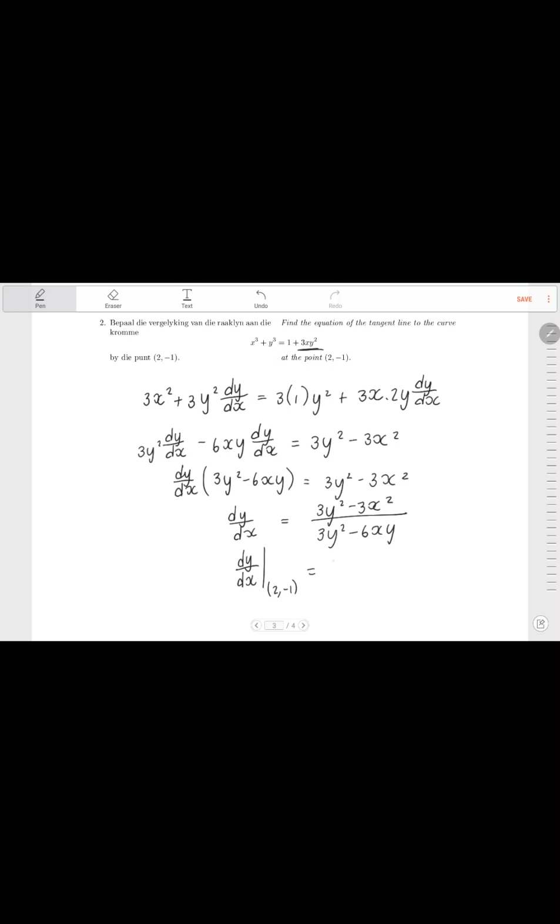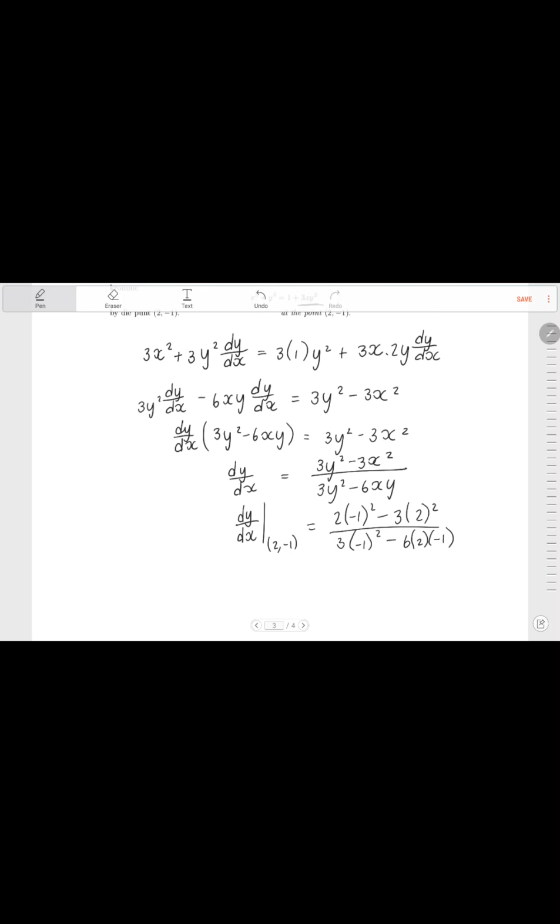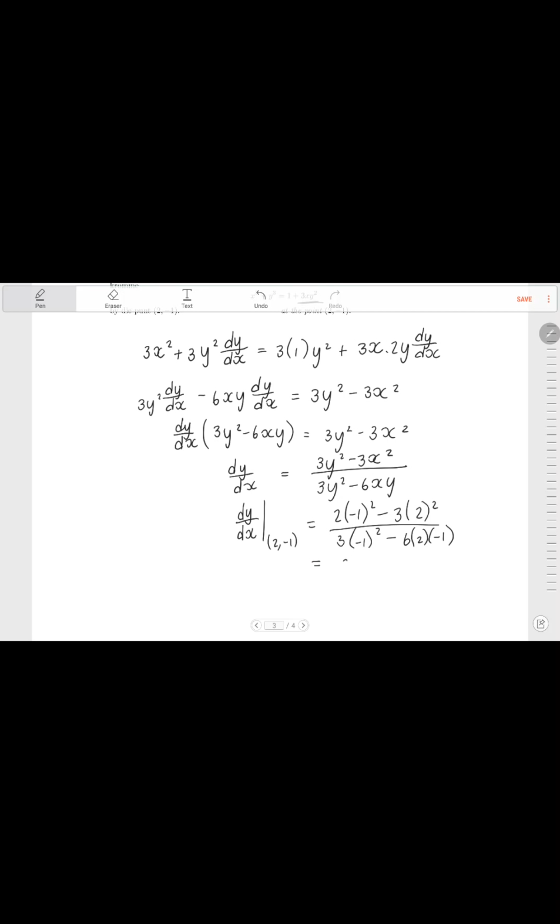So that's going to be y is minus 1, so it's minus 1 squared. x is 2, so it is 2 squared there. 3 times minus 1 squared minus 6 times 2 times minus 1. This is going to give us 3 minus 12 over 3 plus 12, which gives us minus 9 over 15, which is minus 3 over 5. Now, we have the gradient of the tangent line at that point.